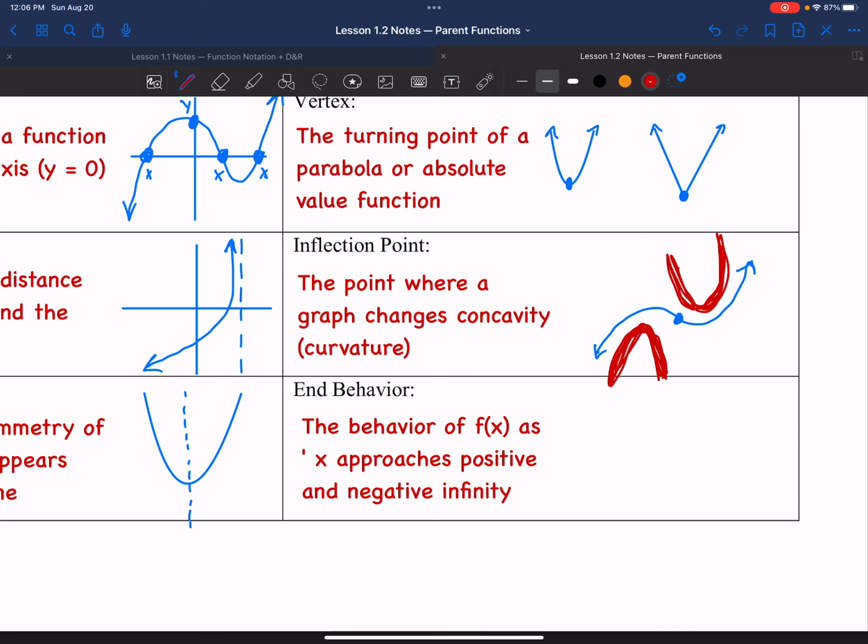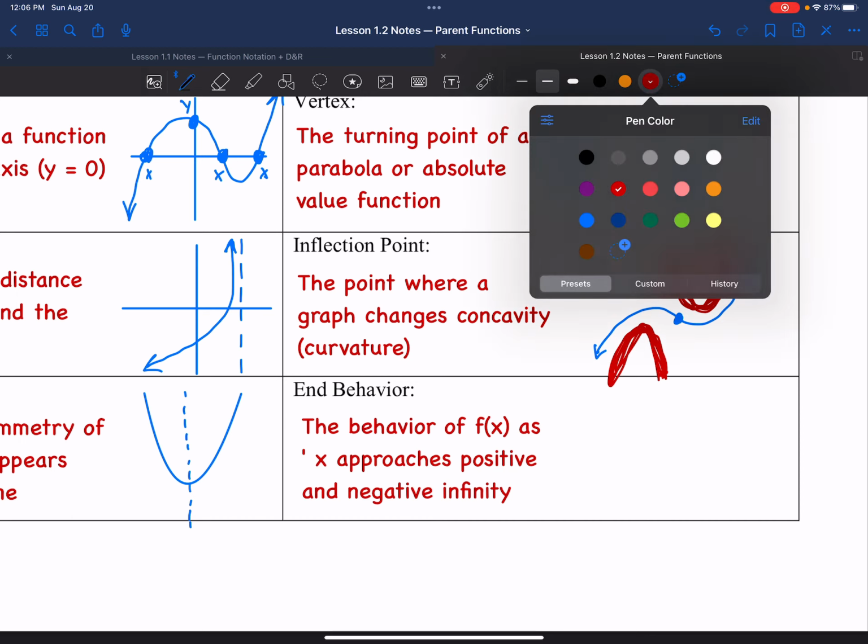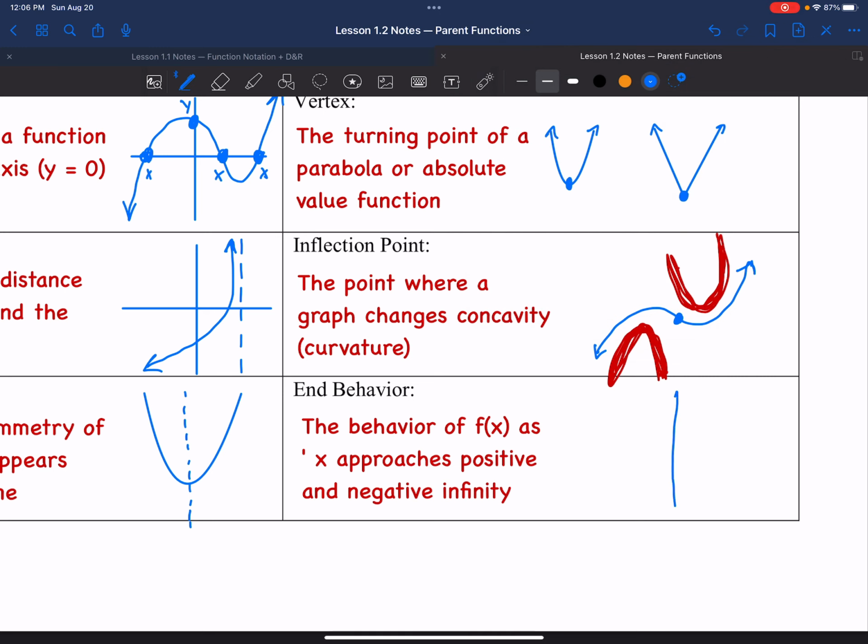Lastly is end behavior, and that's just the behavior of f of x as x goes to infinity. Okay, so if I draw a graph like this, right? What would I like to say? Maybe I'll just say this. I'm going to make a curve that kind of goes like that. All right? Something like that.